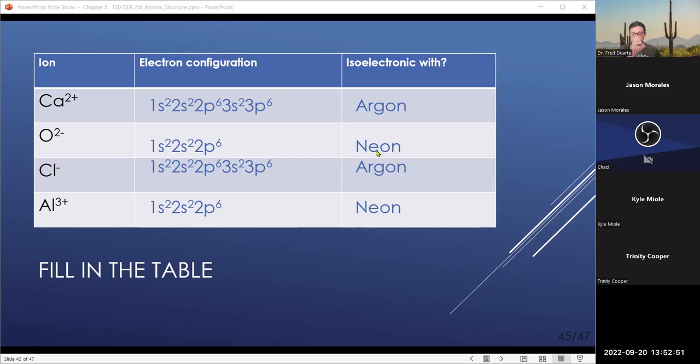Note that oxygen is a non-metal, picks up 2 electrons, and becomes an anion. Its electron configuration is 1s2, 2s2, 2p6. It has 8 electrons around the second energy level, the valence shell, and it is isoelectronic with neon. And then chloride is isoelectronic with argon, and the aluminum ion is isoelectronic with neon.